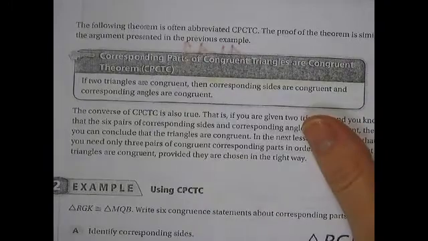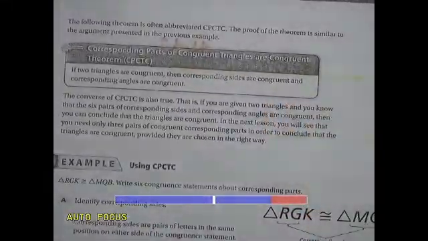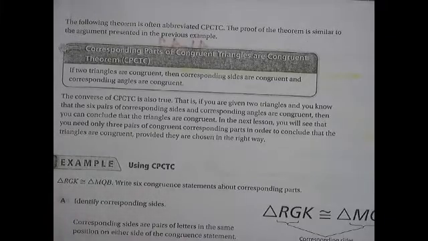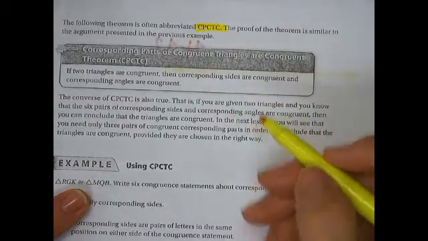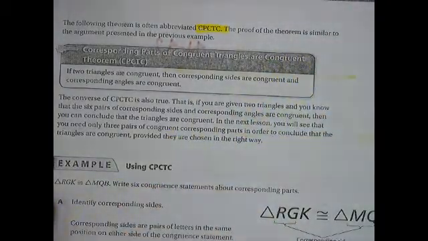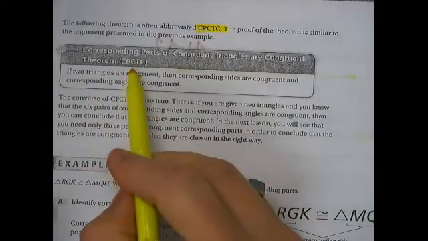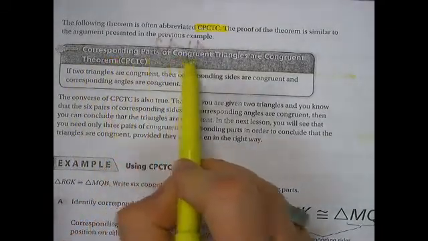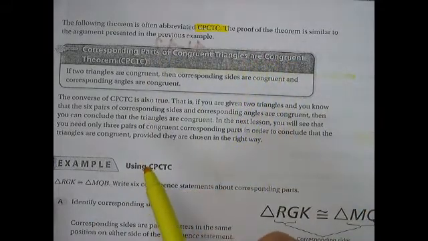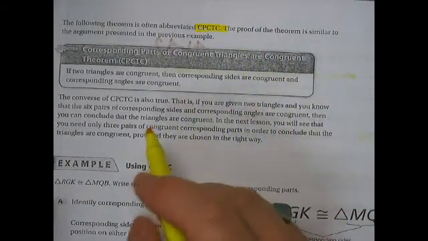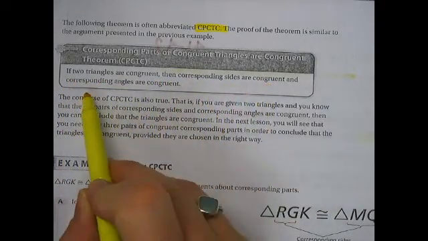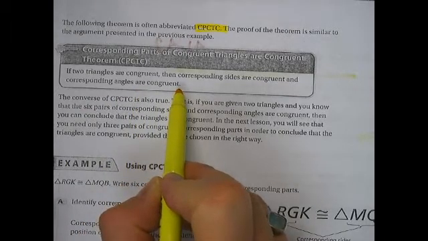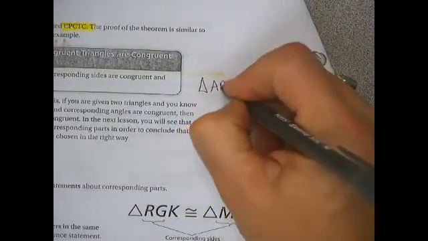Okay, if you turn the page, this is a theorem that you will be using in your proofs for a lot of the remainder of the year, and we're going to abbreviate it just like they do here. The following theorem is often abbreviated CPCTC. The proof of the theorem is similar to the argument presented in the previous example. Okay, so where do we get CPCTC? It's called corresponding parts of congruent triangles are congruent. Lots of words, but it's pretty obvious. If two triangles are congruent, then corresponding sides are congruent and corresponding angles are congruent.